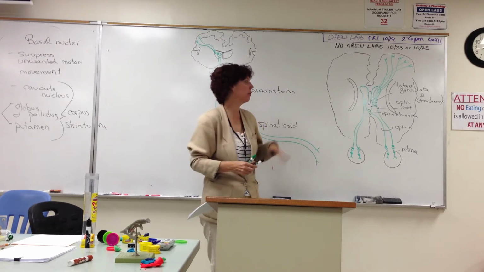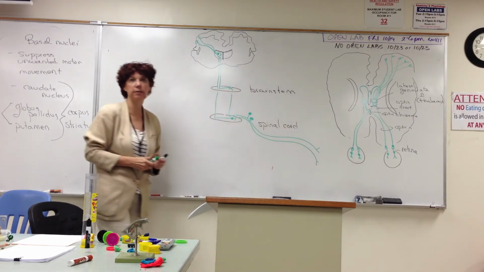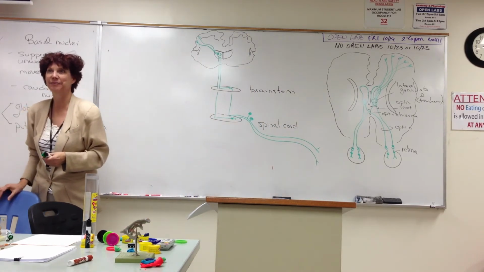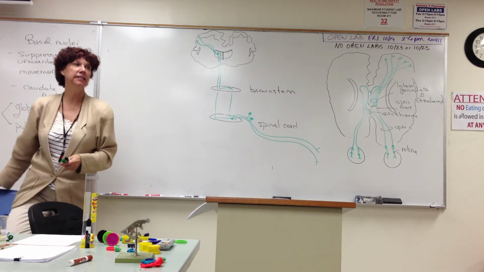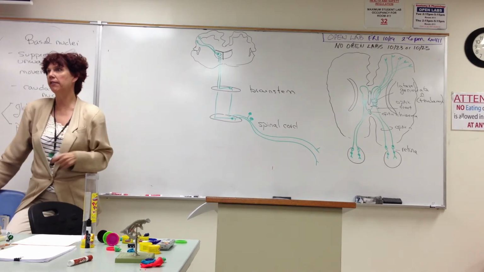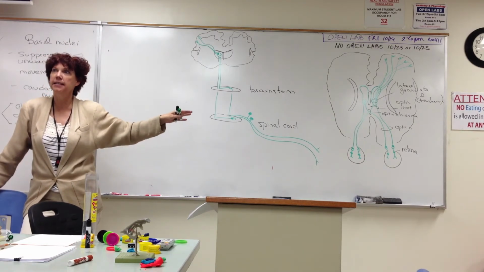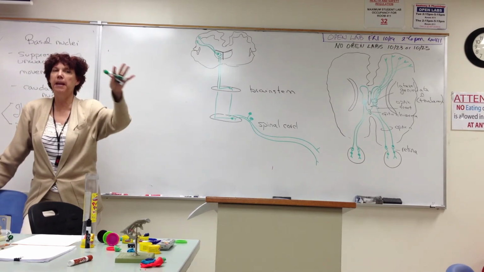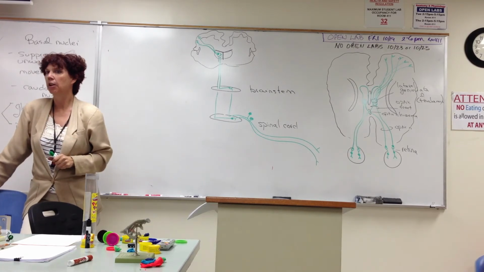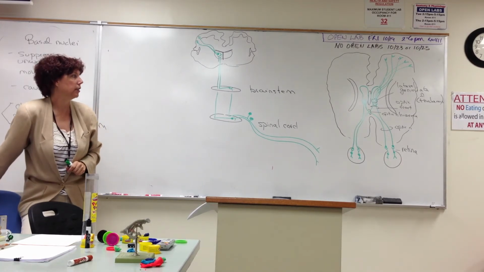So the thalamus is the relay center for all of our sensory input except for smell. Taste and hearing, pain, touch, temperature, all of that is going to go to the thalamus. And then from the thalamus, neurons will carry that information to the appropriate primary cortex of the appropriate lobe.